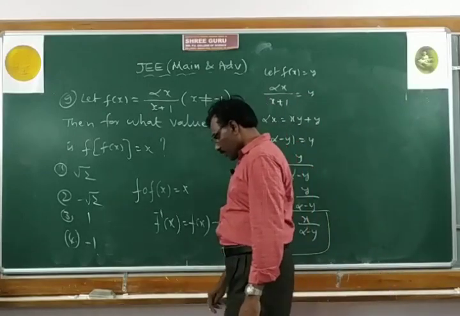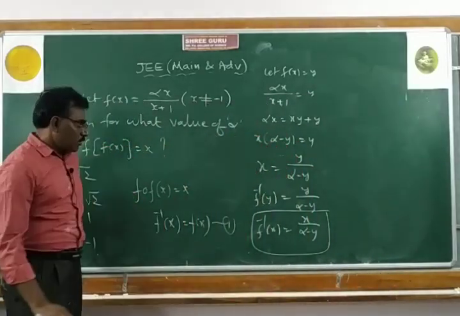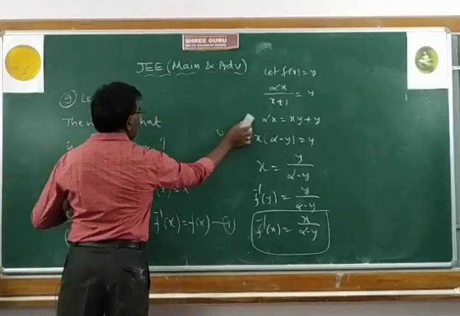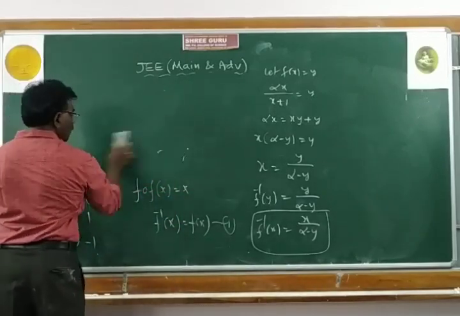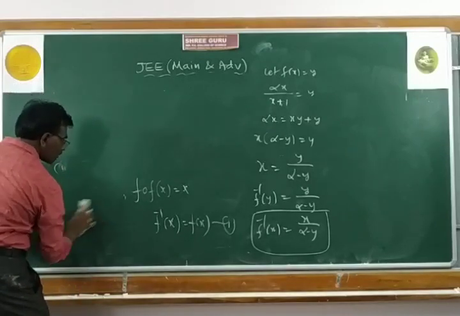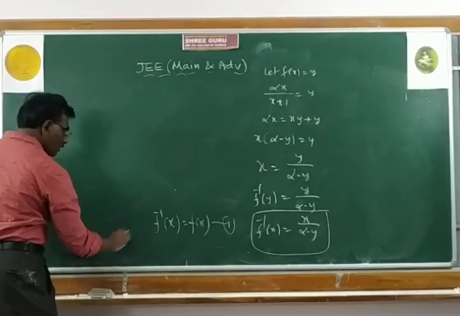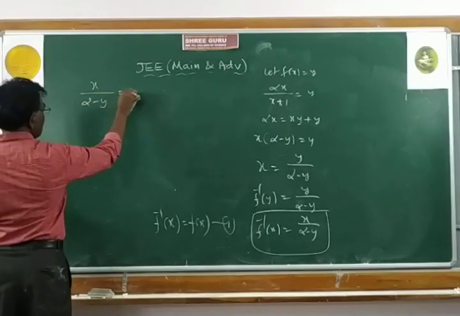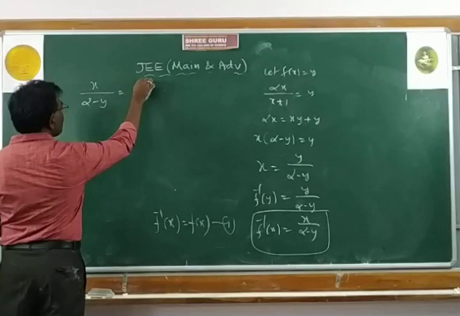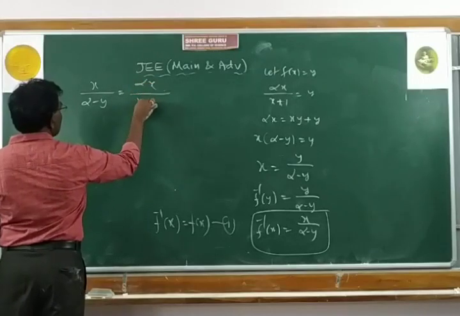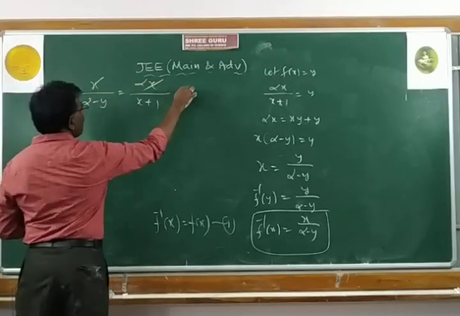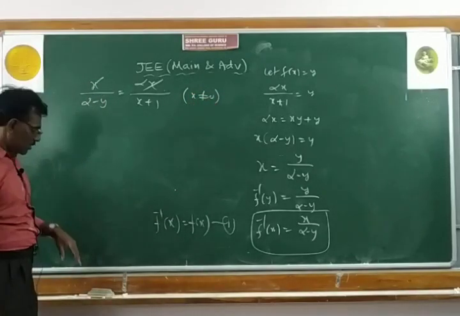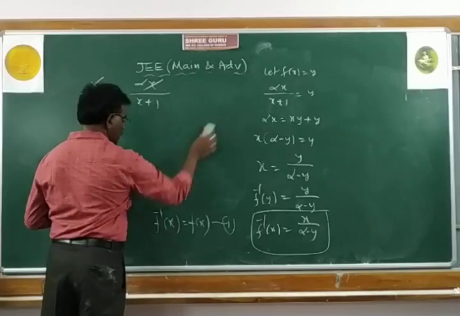Then both are equated. So what is f inverse of x? x by alpha minus x. Now what is equation 1? Equation 1 becomes, substituting here, f inverse of x is x by alpha minus x. What is f of x? Alpha x by x plus 1. So cancel, x not equal to 0. Better cancel.